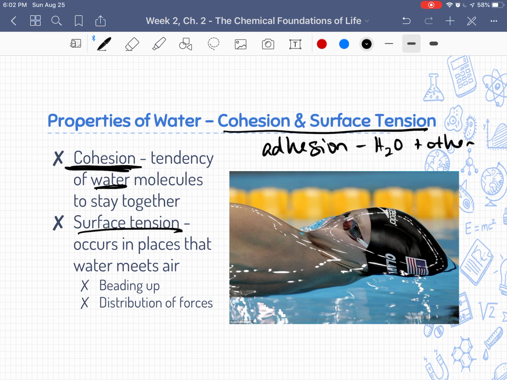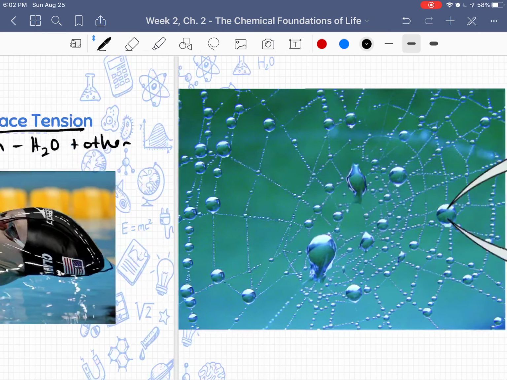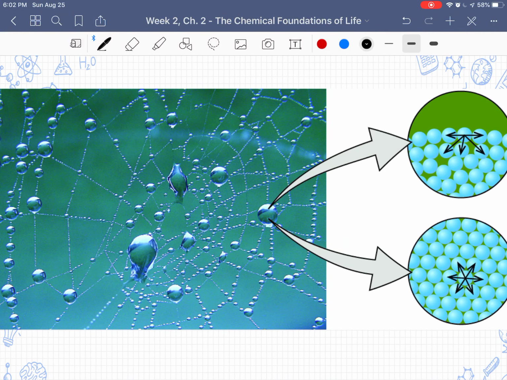So literally what is happening is that the water in this picture, you see the water molecules moving over the swimmer are staying together because of cohesion, and they're staying on the swimmer because of surface tension. You see surface tension in other places where you see droplets beading up maybe on your car window, and that happens because there's a distribution of forces.